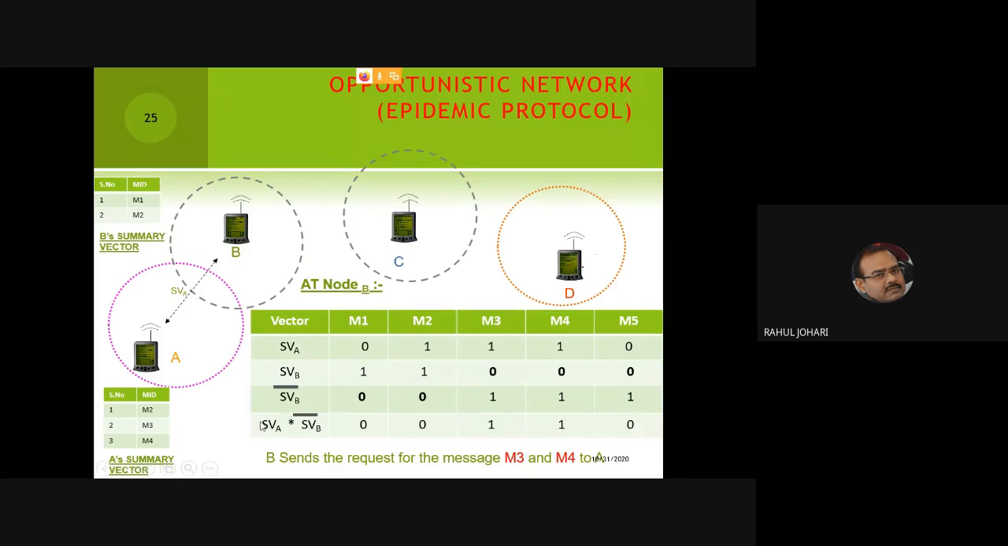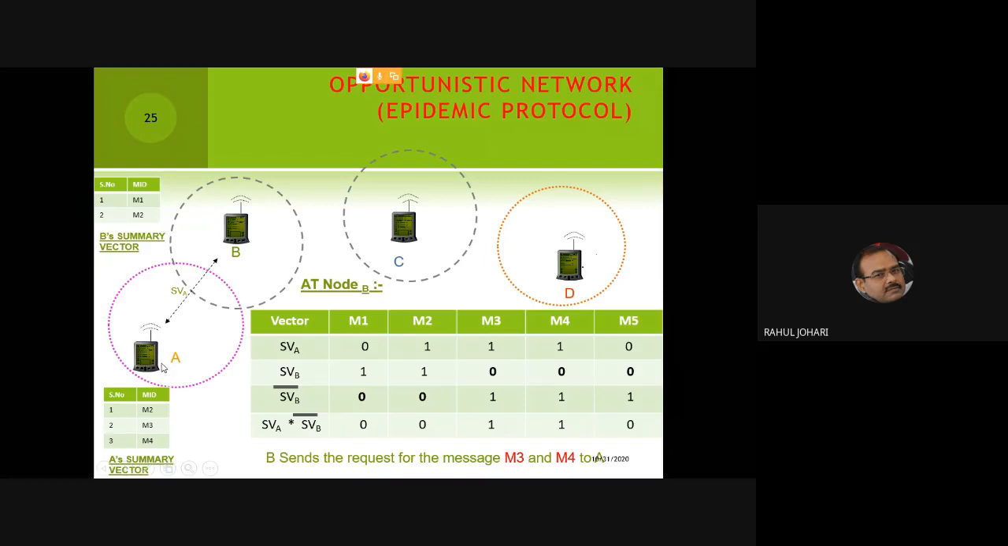So now this message vector tells us that B sends a request only for the messages M3 and M4 to A, because it has been computed at node B. The computation was done keeping its own summary vector in mind, as well as the summary vector received from node A. Node B will determine the list of messages it expects from node A. So it carries out this computation, and now B will only send the request for the messages M3 and M4.